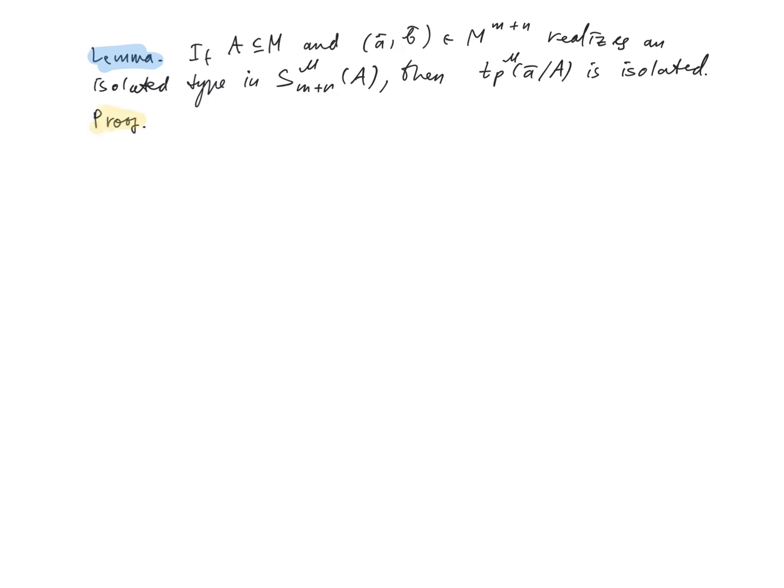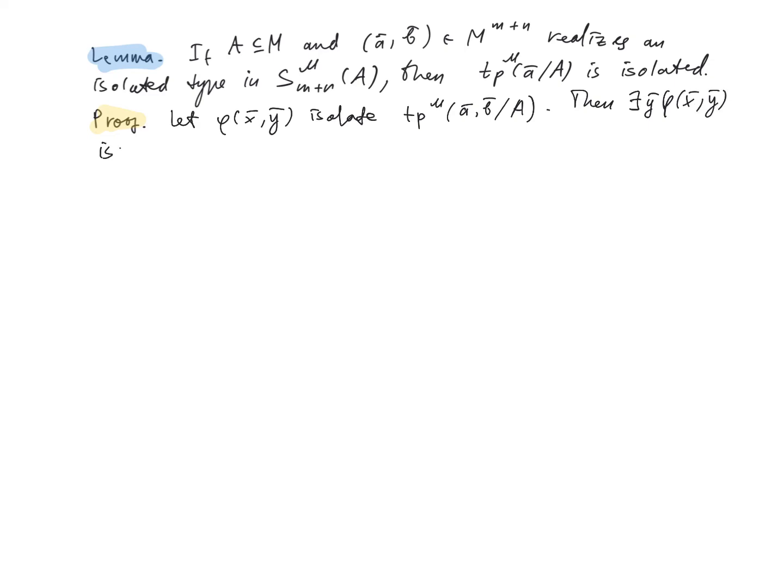Proof: let phi of x bar y bar isolate the type of the tuple a bar concatenated with b bar over A. We claim that then the formula exists y bar phi of x bar y bar isolates the type of a bar over A.